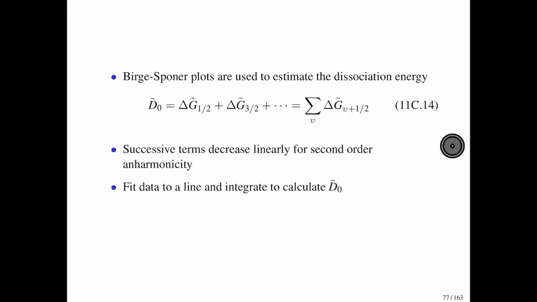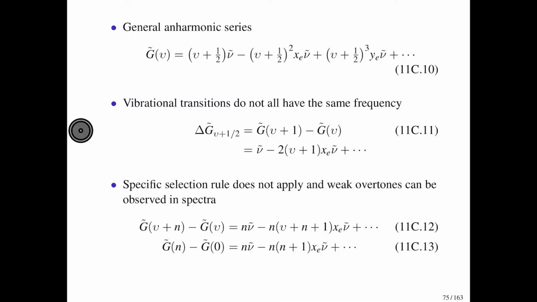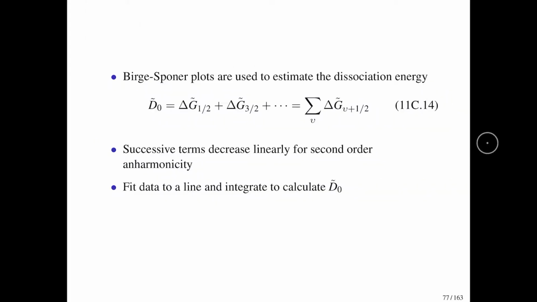A Birge-Sponer plot is another thing that you can use when you have good data on the overtones. Successive terms. So if you take these different terms that we've calculated, let's look at the form again. We have transitions between upsilon and upsilon plus 1. If you can observe these transitions and calculate these terms for different values of upsilon, and you add all of those together, the sum of them adds up to the dissociation energy. So in principle, you can directly measure the dissociation energy from the infrared absorption spectrum.